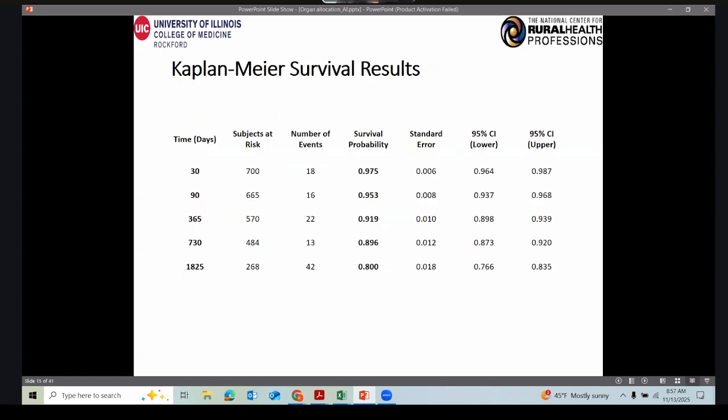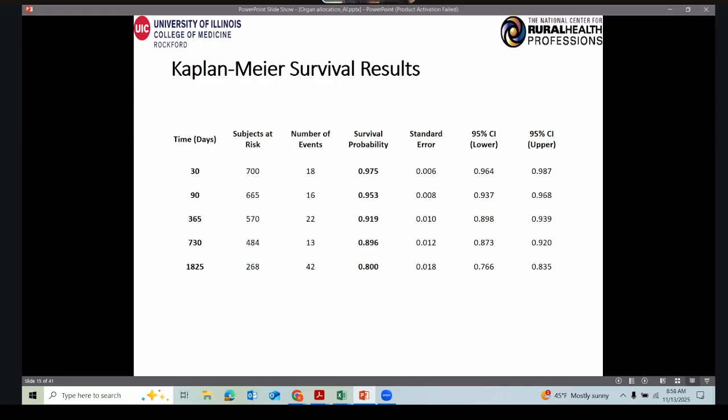This slide shows the Kaplan-Meier survival curve of our transplantation cohort. The Kaplan-Meier method is the standard way to estimate survival probabilities over time, especially when the patients have different follow-up durations. Here you can see the time points listed in days: 30 days, 90 days, up to 1825 days, which roughly corresponds to 1 month to 5 years after liver transplantation.